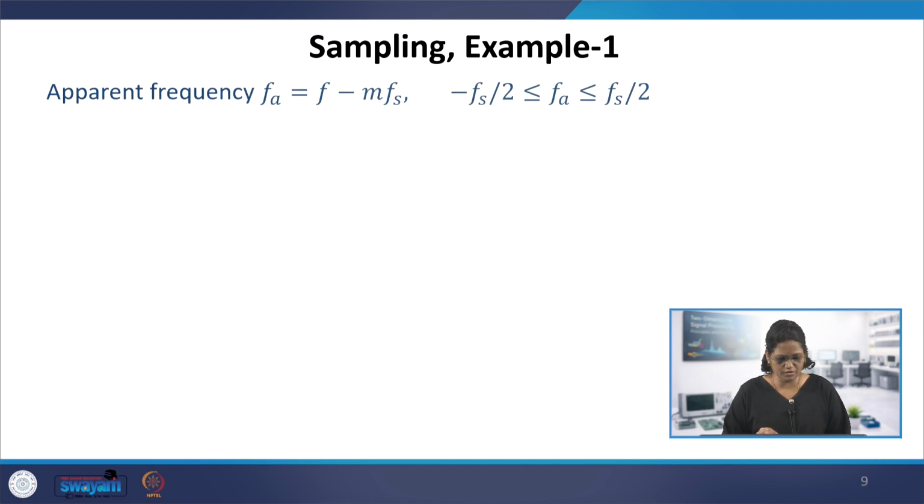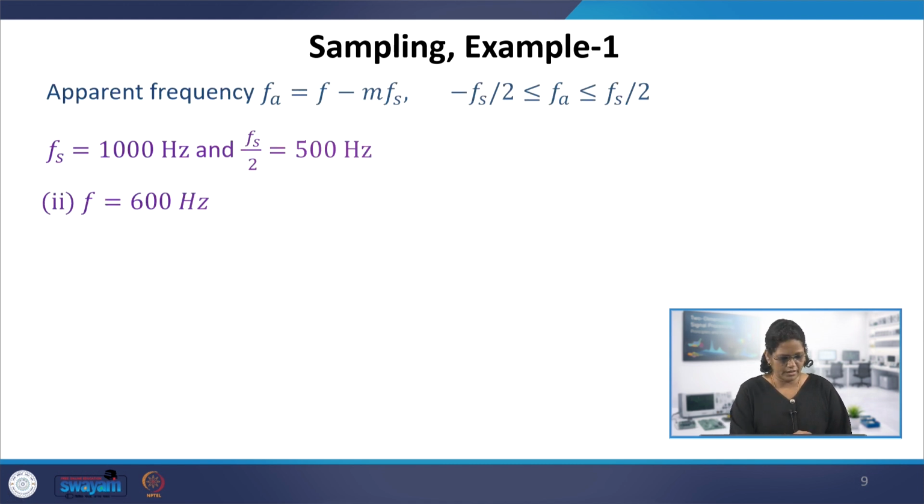And the second case, if we take F equal to 600 hertz, suppose cos(2 pi F t plus theta) has a frequency of 600 hertz, it should be sampled at at least 1200 hertz to avoid aliasing as per the sampling theorem, but this is sampled at 1000.